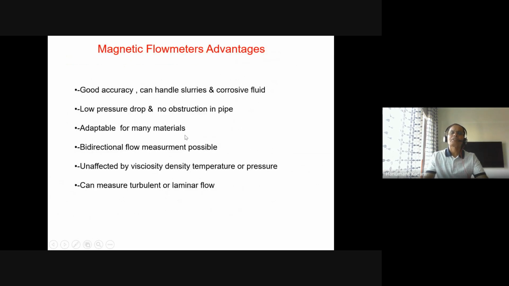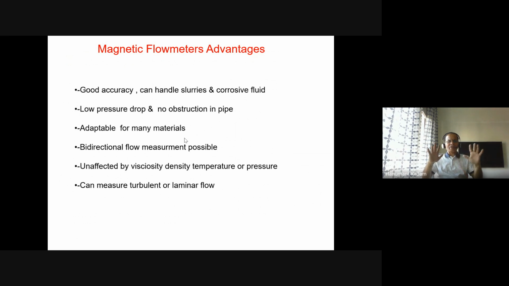Adapted for many materials. You can see it has various types of materials, chemical types, you can measure. Bidirectional flow measurement possible, again because there is no fixed direction, you can use both directions. Unaffected by viscosity, density, temperature or pressure.